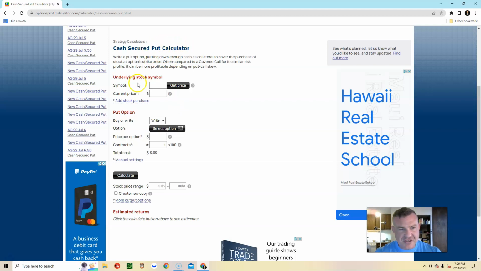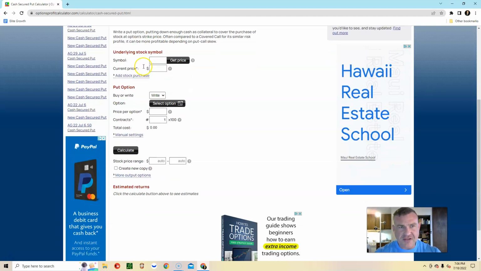So you see it's broken down here into a few different things. Underlying stock, what does that mean? Whatever stock you are selling an option on or buying an option on is the underlying stock. In this example, we're going to use First Majestic Silver, AG. So I put in the ticker symbol, I click AG, and we see the last price it closed at.